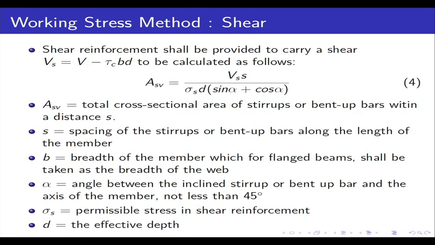On the basis of that you can find out the ASV, because you cannot give any fraction, and then you calculate the value of S, the spacing of the bar, and come to the nearest regular number. We generally provide spacings such as 100, 125, 150, 175, 200 millimeter. Whatever value you get from this computation, you should provide less than that. This is the basic idea of that.